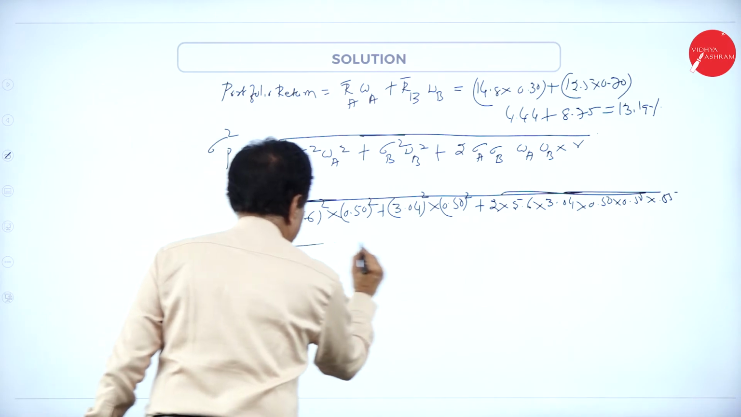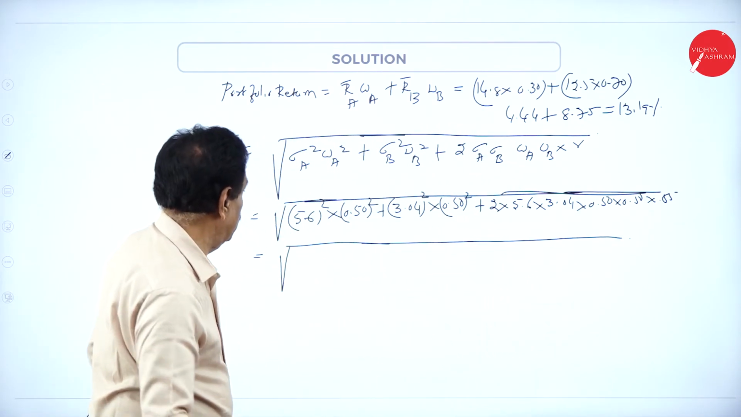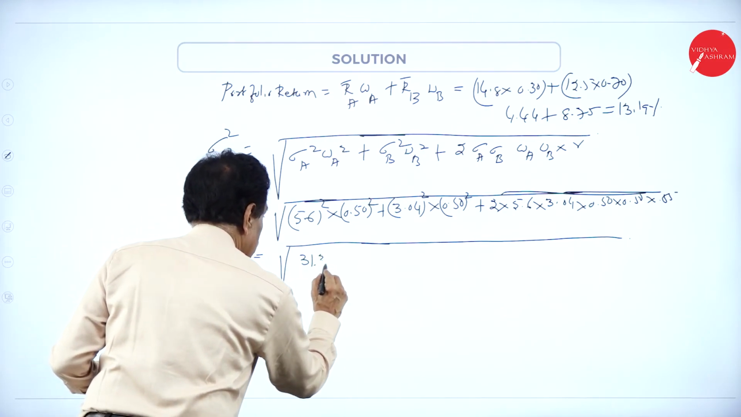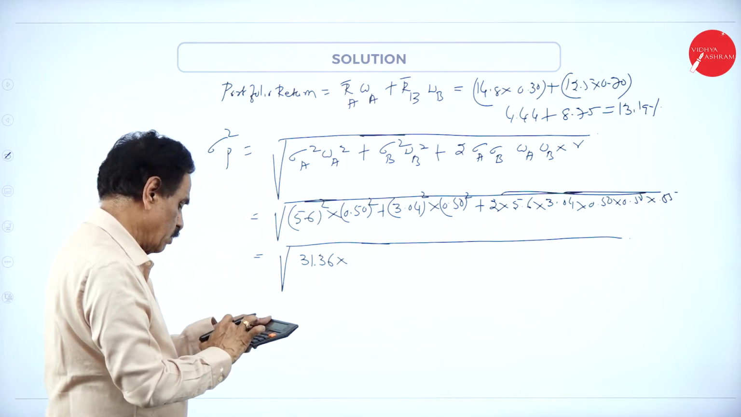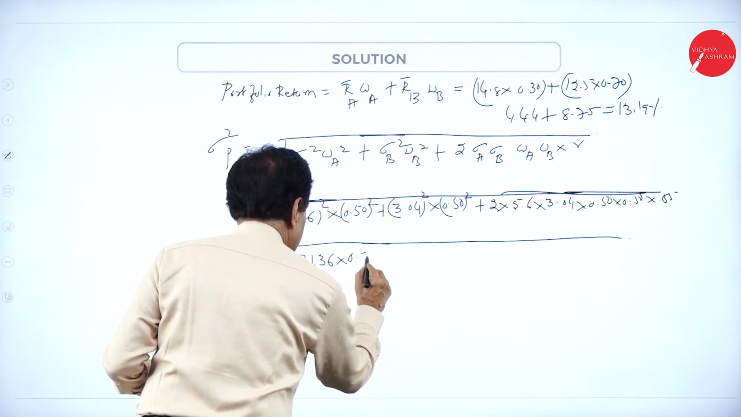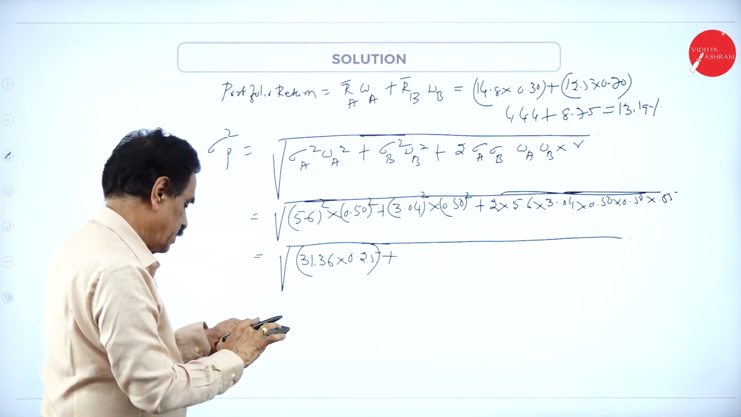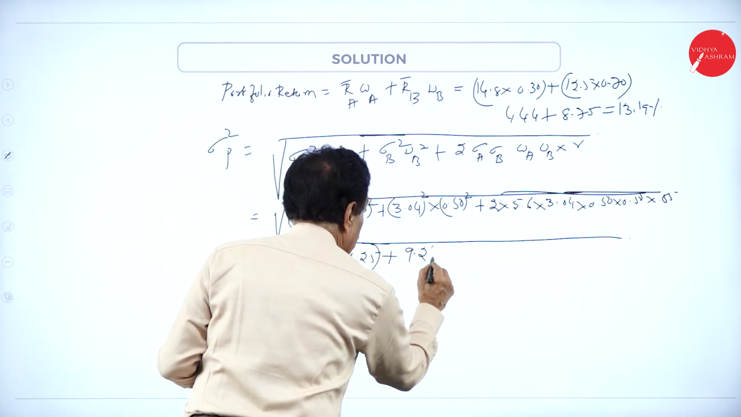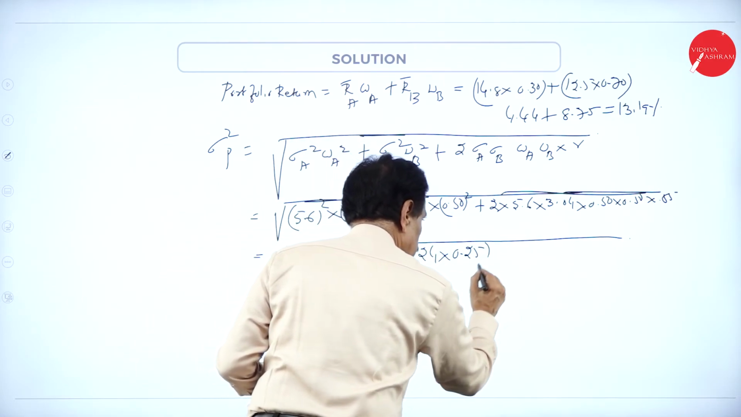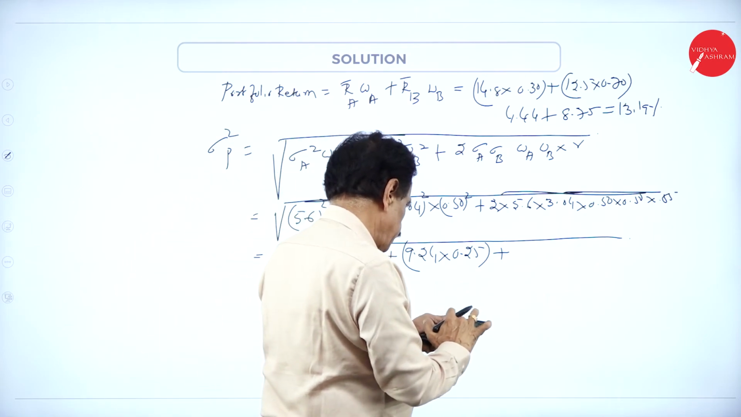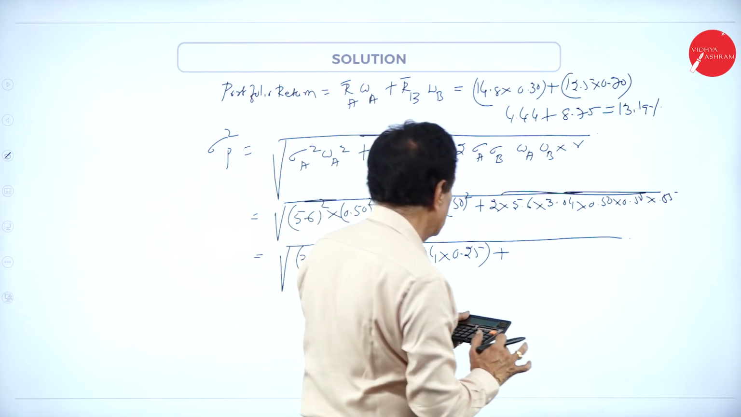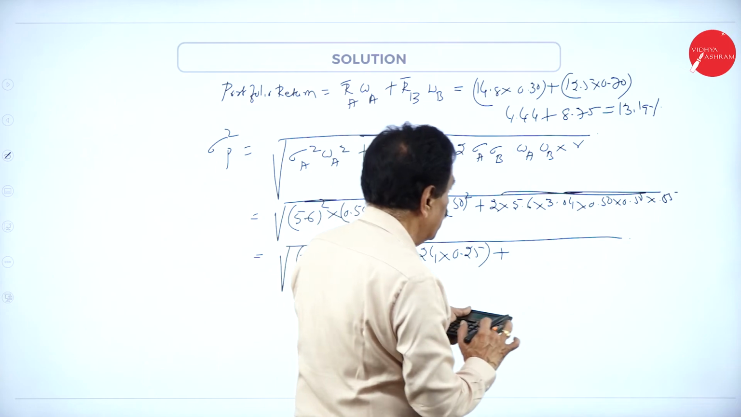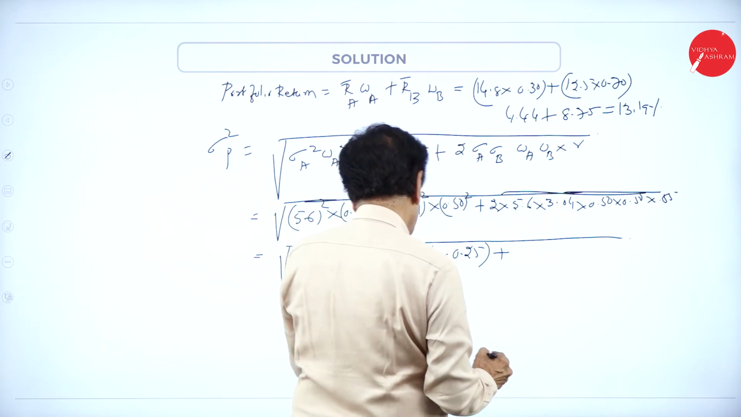Simplify: root of 5.6 into 5.6, 31.36, into 0.50 into 0.50, 0.25, plus 3.04 into 3.04, 9.24, into 0.25, plus 2 into 5.6 into 3.04 into 0.50 into 0.50 into 0.55, 4.68.